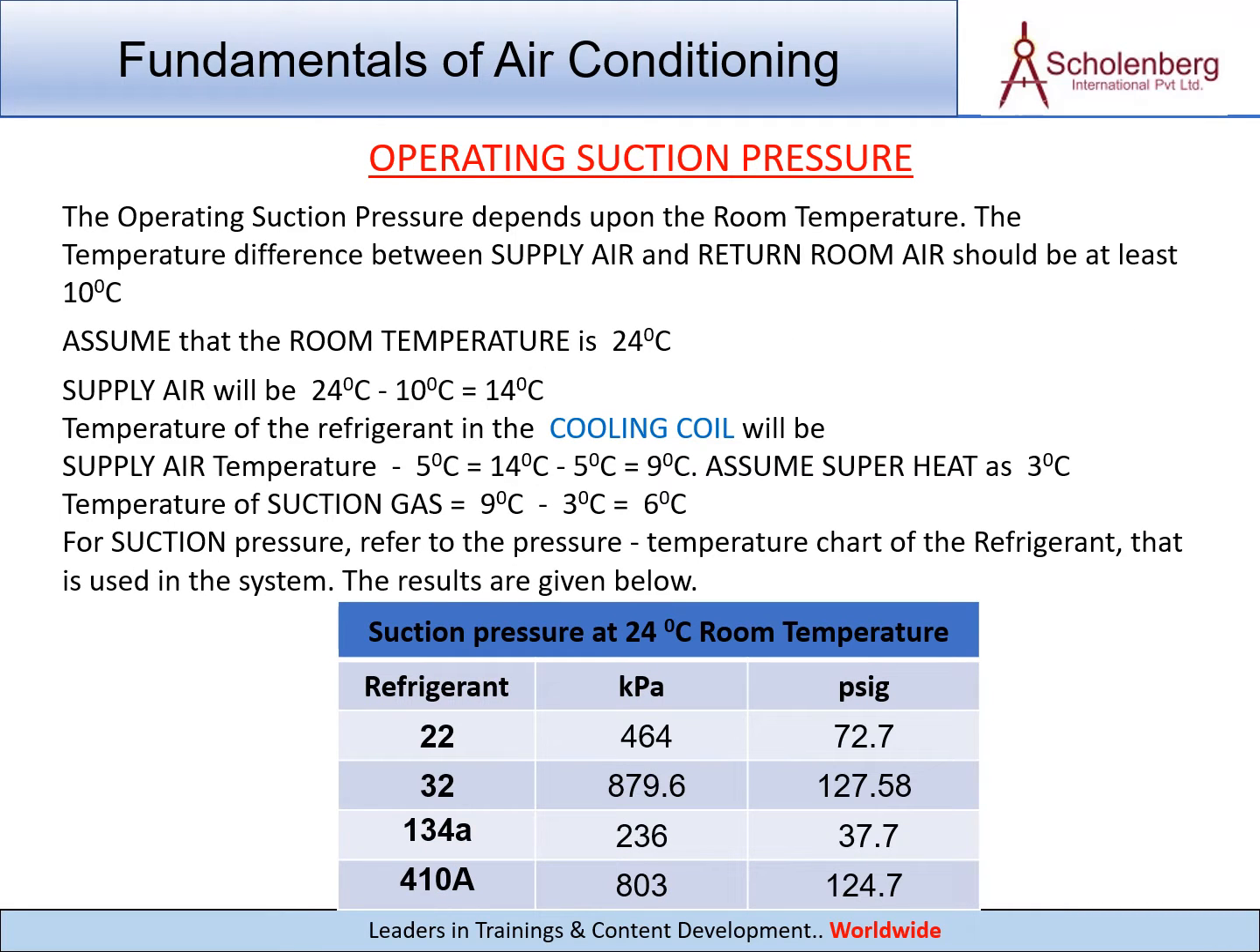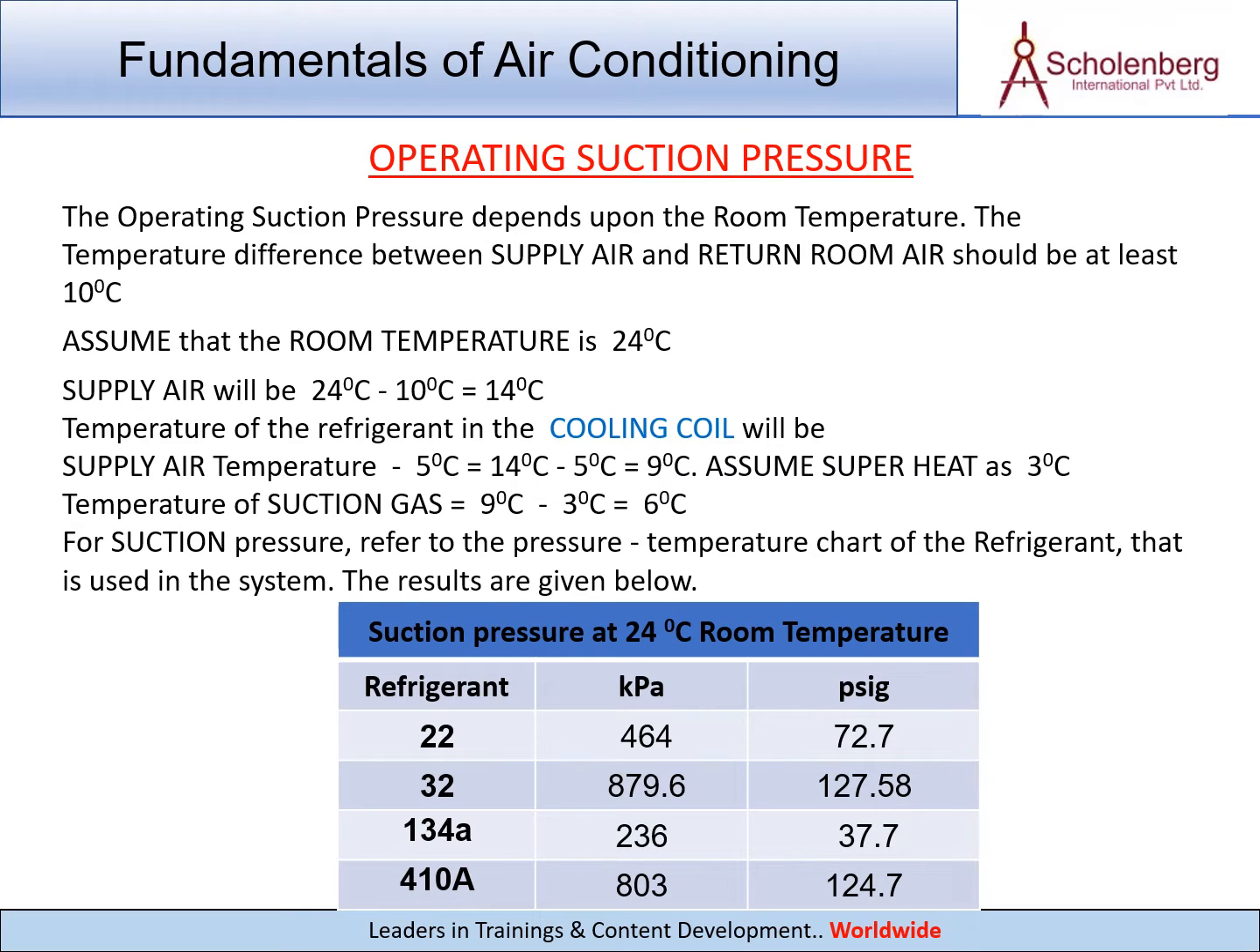Operating suction pressure. The operating suction pressure depends upon the room temperature. The temperature difference between supply air and return room air should be at least 10 degrees centigrade. Assume that the room temperature is 24 degrees centigrade. Supply air will be 24 degrees centigrade minus 10 degrees centigrade equals 14 degrees centigrade.